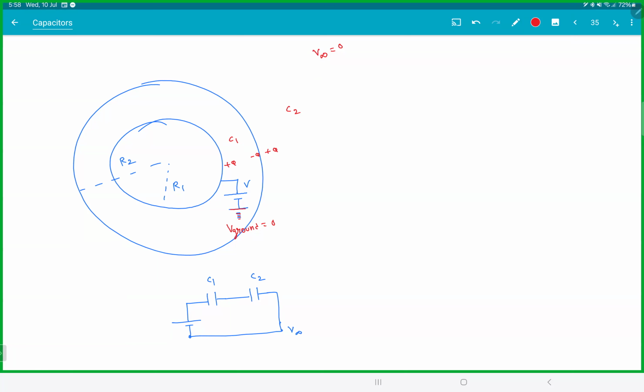Are you getting this, everyone? This would be the ground terminal. This would be the infinity terminal. But infinity is also potential zero only. So basically, you can just join the ground and the infinity together. So this would be two capacitors in series.